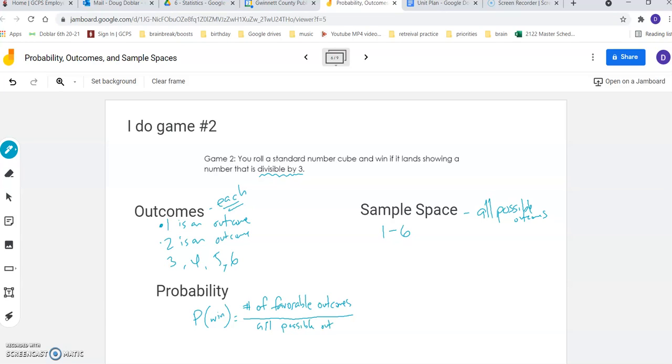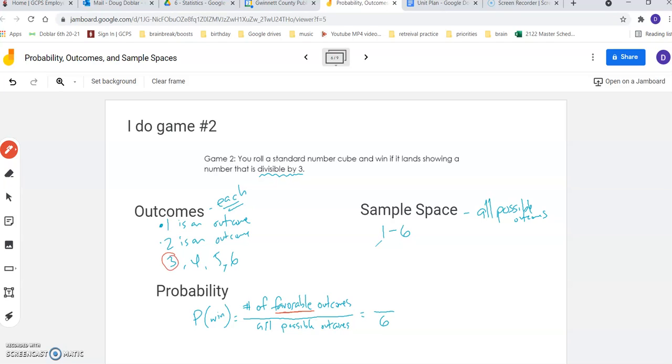I usually start with that bottom one. It's usually easier to figure out. So in this case, I know there's 6 possible outcomes: 1, 2, 3, 4, 5, 6. There's 6 things I could get. So the question now becomes, how many of those are favorable? How many of those numbers, 1, 2, 3, 4, 5, 6, do I win the game?